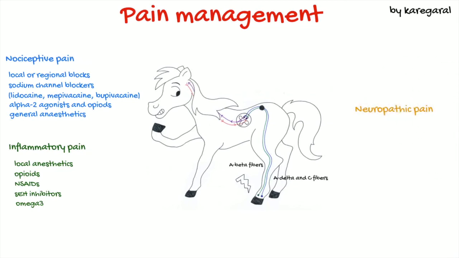Neuropathic pain, if you remember, occurs after injury to peripheral or central nervous systems neurons, secondary to trauma or chronic inflammatory diseases. Head shaking, laminitis, and arthritis are examples of neuropathic pain. This type of pain is therefore more difficult to treat, also because the pathophysiological mechanism at its basis is not completely clear.